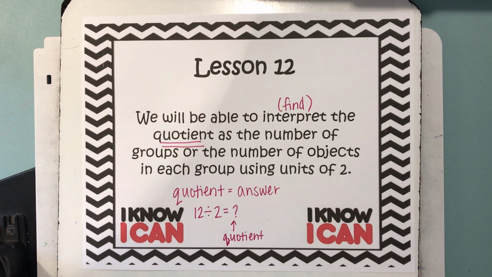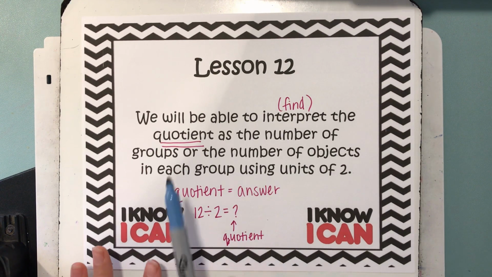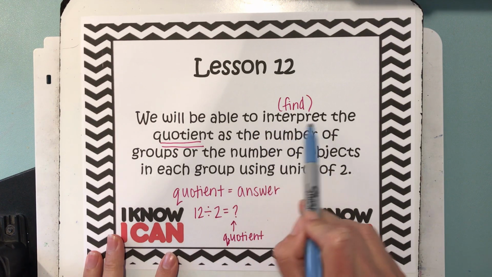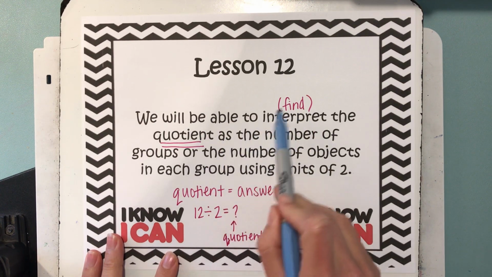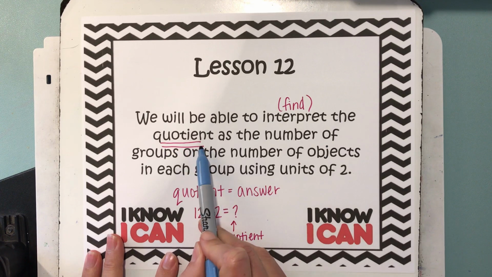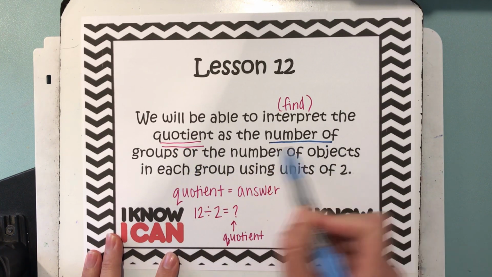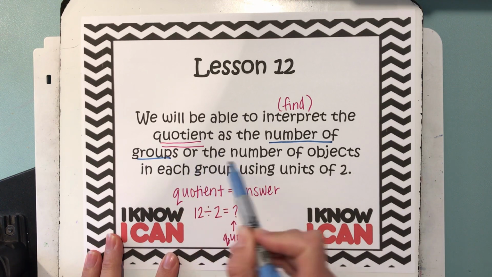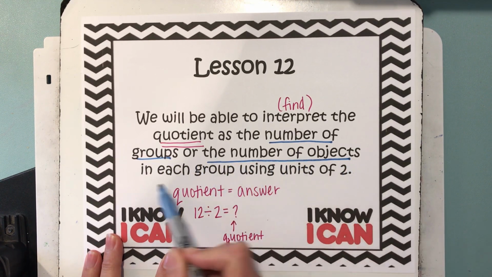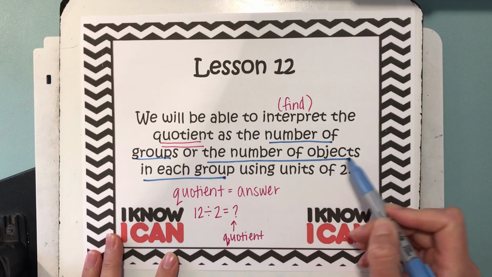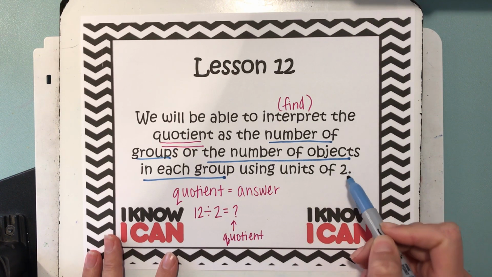All right, here is lesson 12, and still working on division. Our objective here is we will be able to interpret. Interpret just means find. So we will be able to find the quotient as the number of groups, or the number of objects in each group, using units of 2. So in all those problems today, we are dividing by 2.